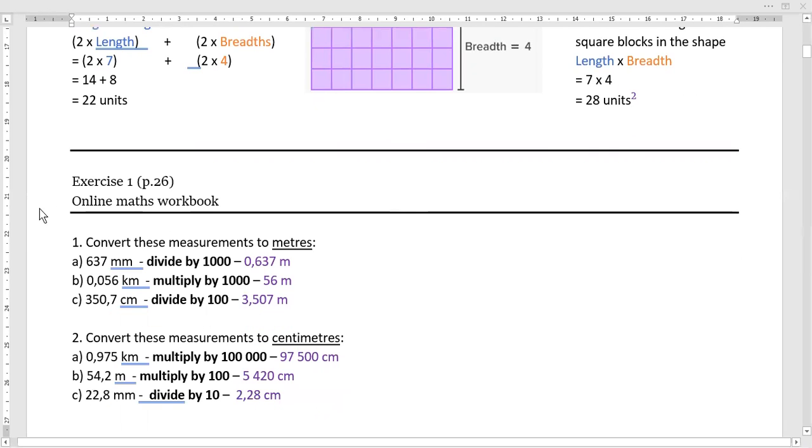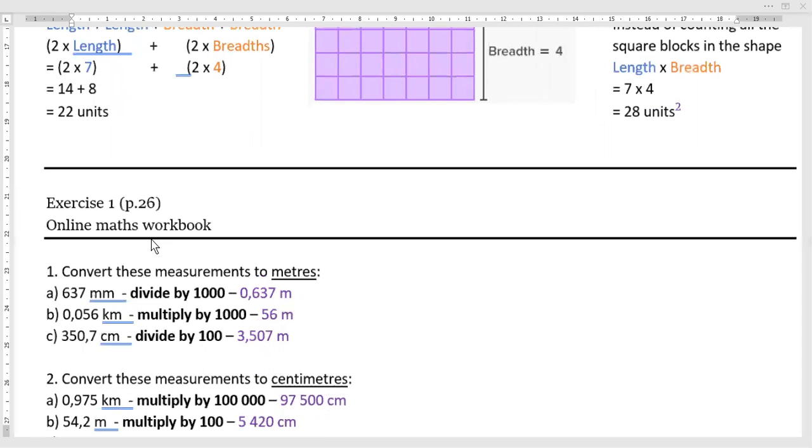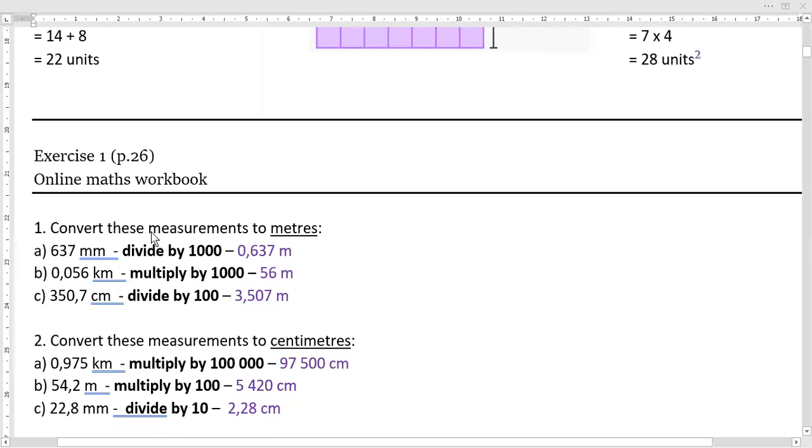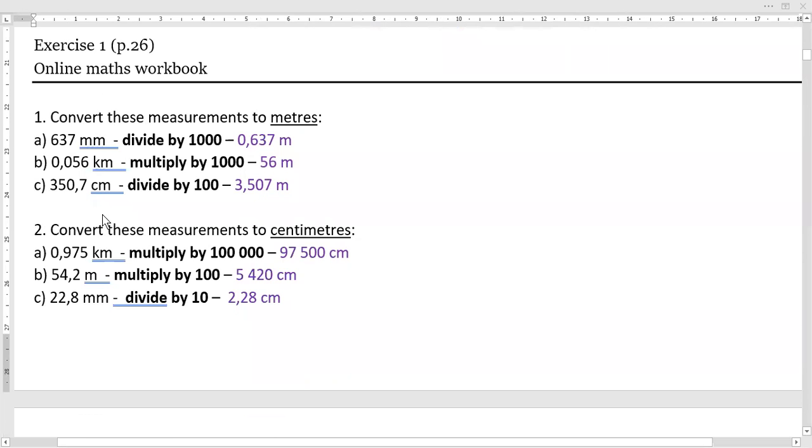Anyways, so what we've done now is we have actually gotten questions from this online maths workbook, which is in the Google Drive. So we are going to convert these measurements into meters. So that's the measurements that they've given you. So for 637 millimeters, to change it to meters, we're going to have to divide by 1,000.